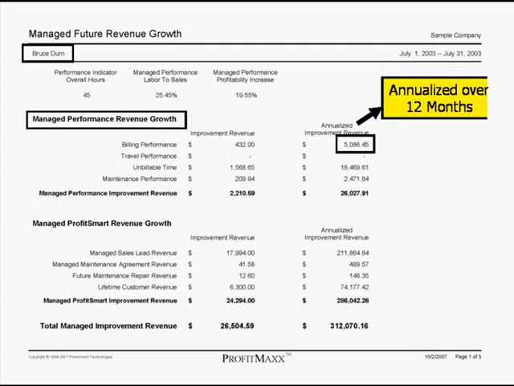The annualized column extrapolates the number from this particular reporting period, for us the month of July, to show the impact over a full 12 months. For Bruce, this totals $5,096.